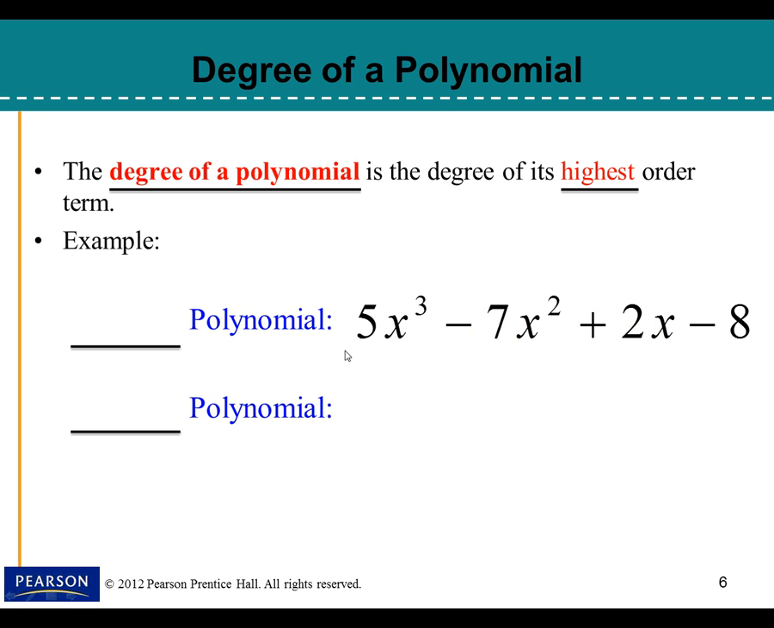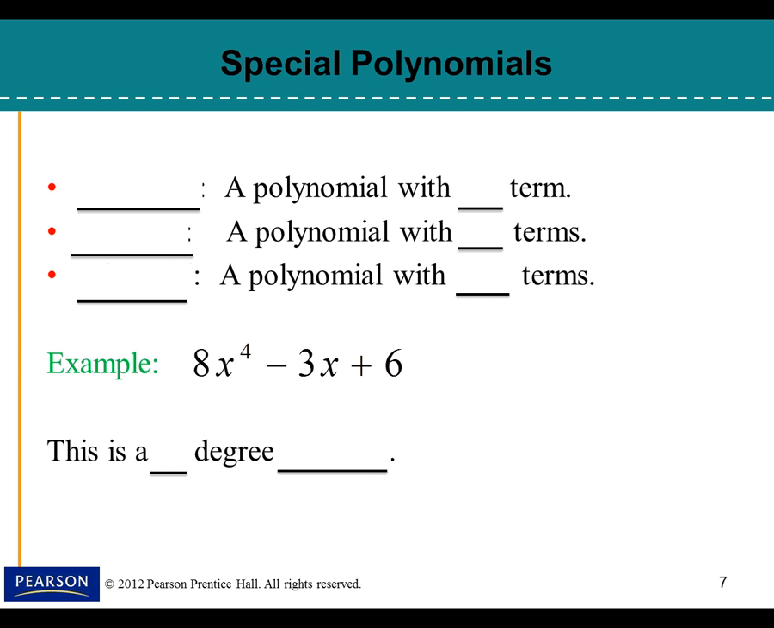So if I give you this polynomial, this has a degree 3, 2, 1, and 0. So the degree of the polynomial is 3. It's third degree or degree 3. This one here, again, this term is 4, 1, 0. So the degree of the whole polynomial is 4 because it's the degree of the highest term. Okay, we talk about the degree.